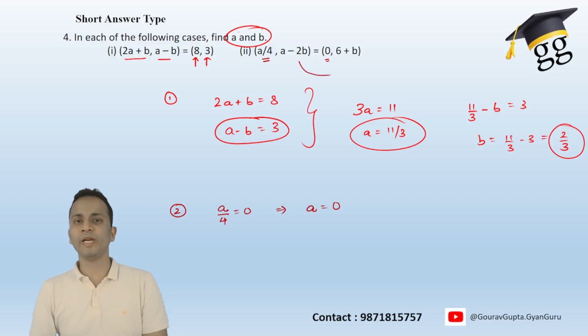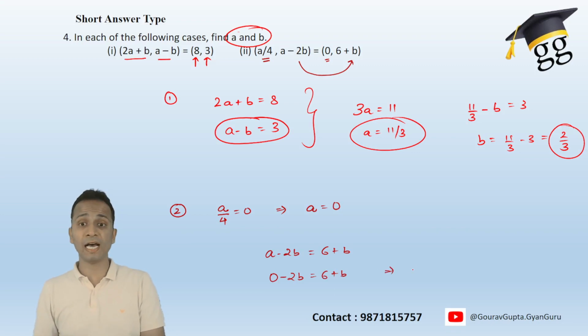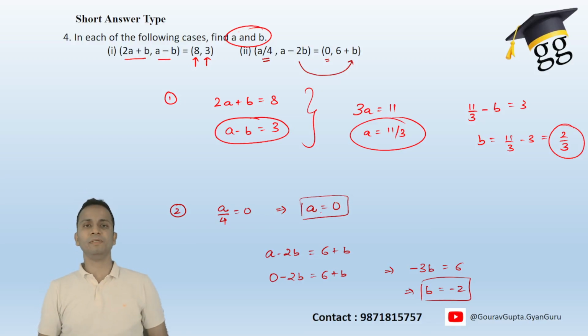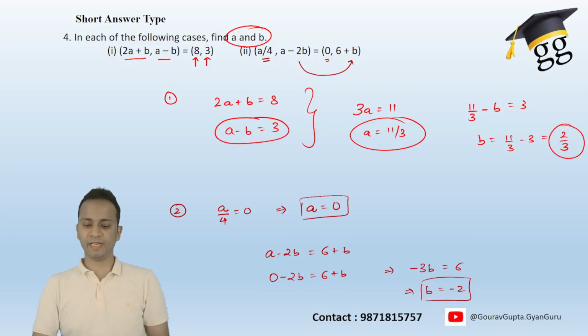And then equating the second parts, A minus 2B is equal to 6 plus B. I already have the value of A, which is 0, so I'll substitute it. It will become 0 minus 2B is equal to 6 plus B. Now taking B on one side, I will have minus 3B is equal to 6. That implies B is equal to minus 2. So in the second part, A is equal to 0 and B is equal to minus 2. So that was question number 4. Let's move on and look at our next question, question number 5.